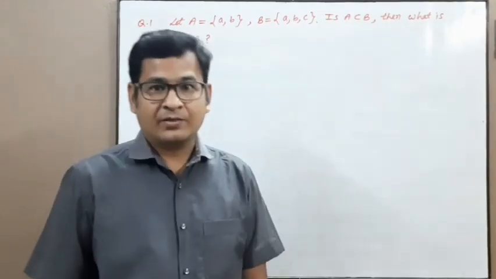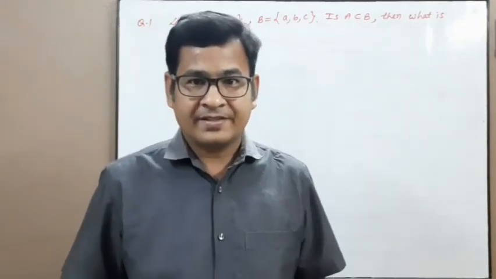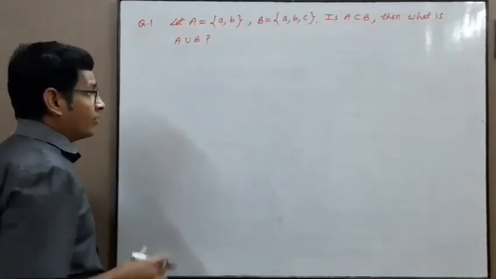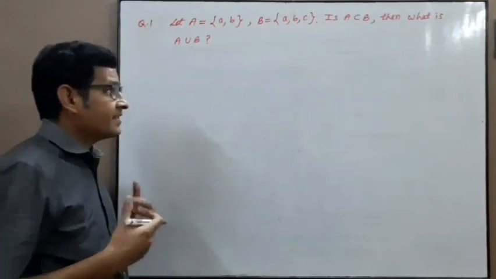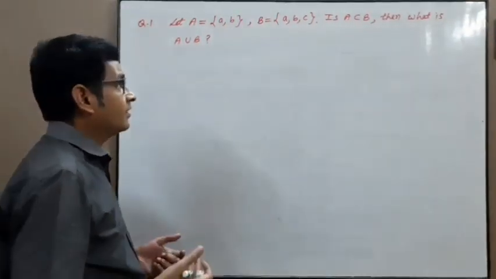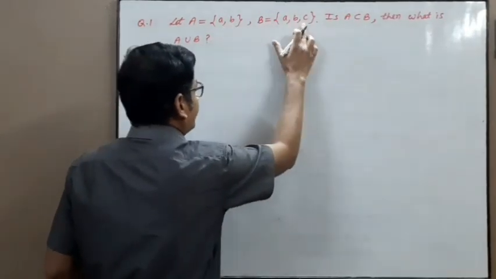Hello students, today we are going to discuss problems based on operations on sets. Problem number 1. Let A equal to {a, b}, B equal to {a, b, c}. Is A a subset of B? Then what is A union B? Set A equals {a, b} and set B equals {a, b, c}.